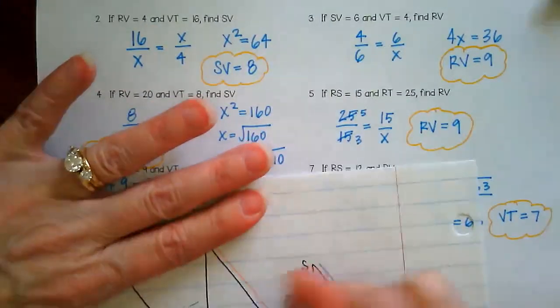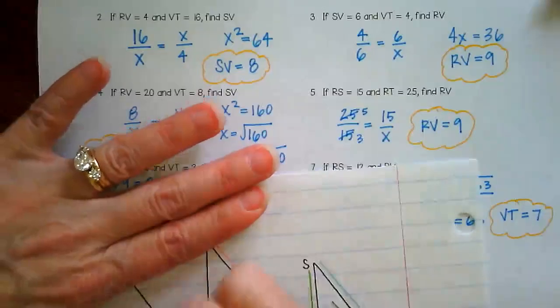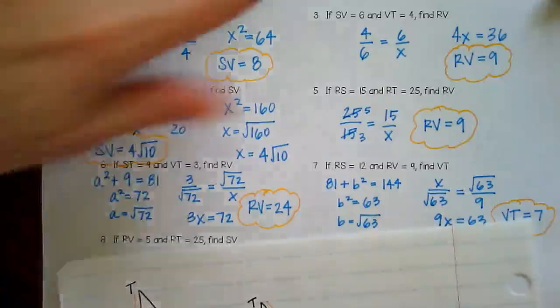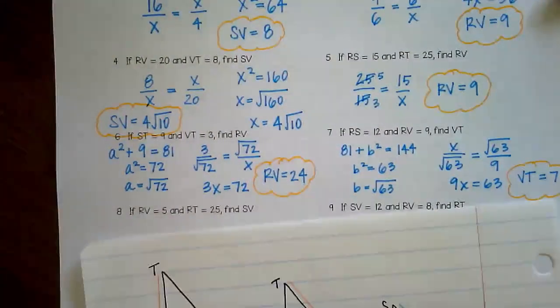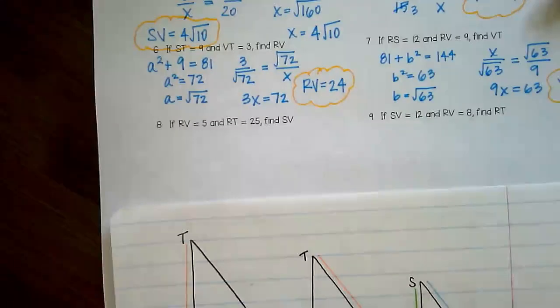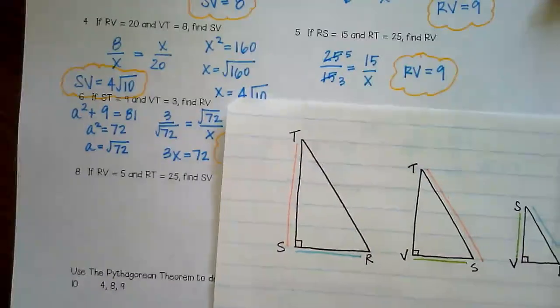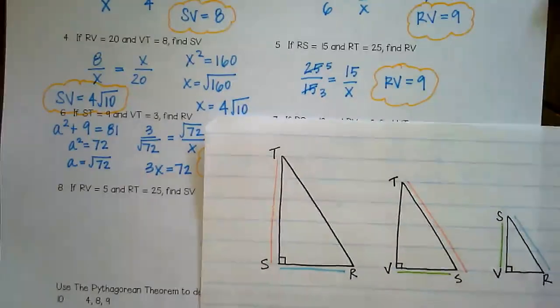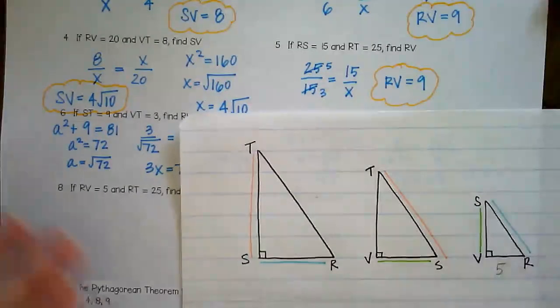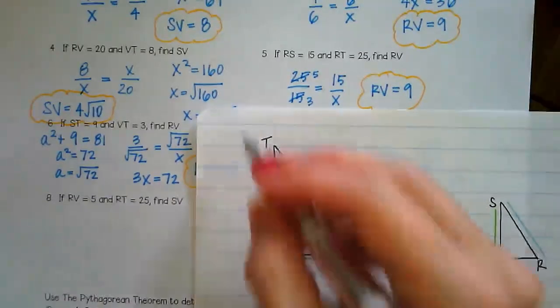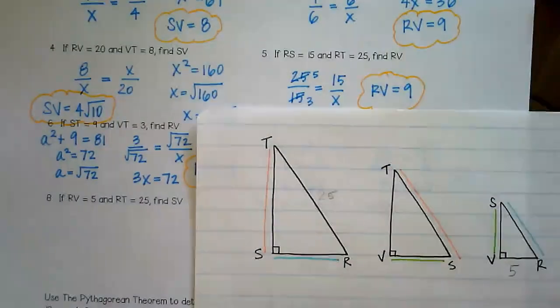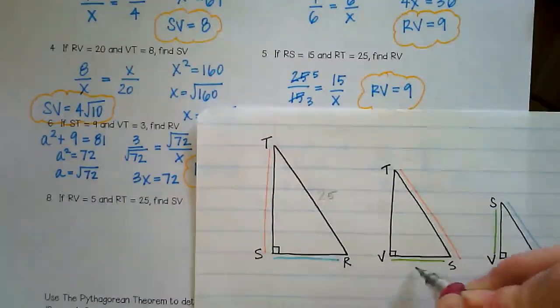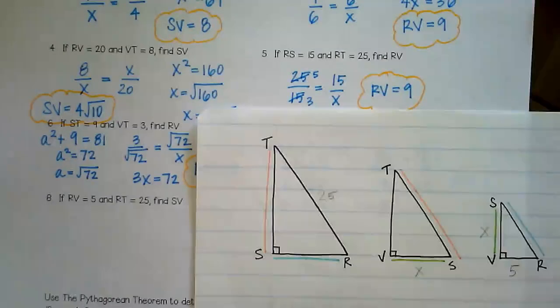So those two were probably as difficult as they get because we had to use the Pythagorean Theorem to get the missing sides. All right, so here we go for number 8. Okay, RV is 5. So here's our V, which is 5. And then RT is 25. And we are being asked to find SV, which is this one right here, which is also that one right there. Okay, so now this one is really weird.